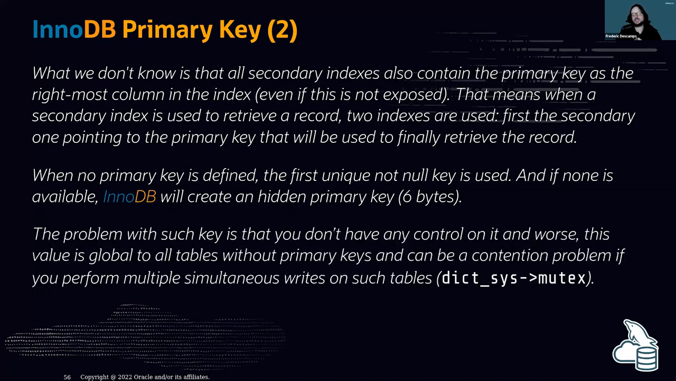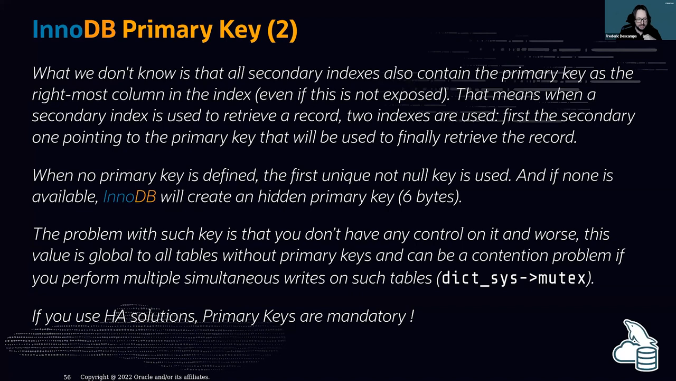And the problem with such a key is that you don't have control and that it is global for all the InnoDB tables that don't have a primary key, meaning that if you insert in multiple tables, even if they are completely independent, you will have a mutex contention issue to find the next number of the primary key, which in MySQL you can see as dict_sys mutex. So you should avoid not having a primary key, or letting InnoDB create it for you. And another reason to have a primary key is that for HA solutions, primary keys are mandatory.